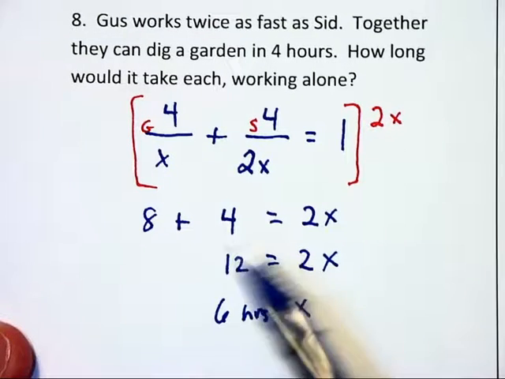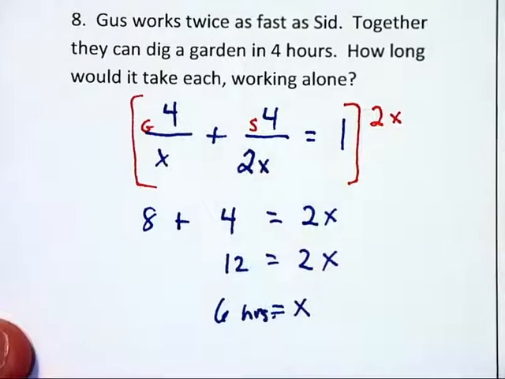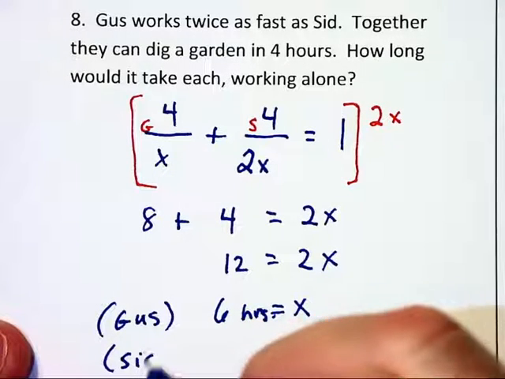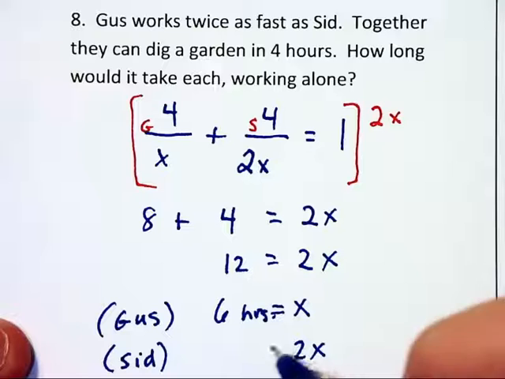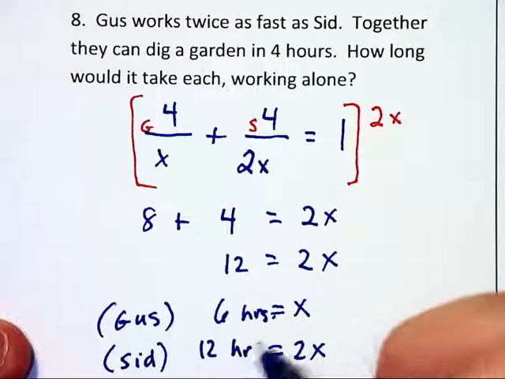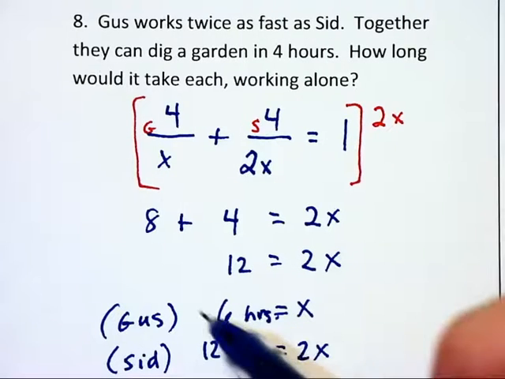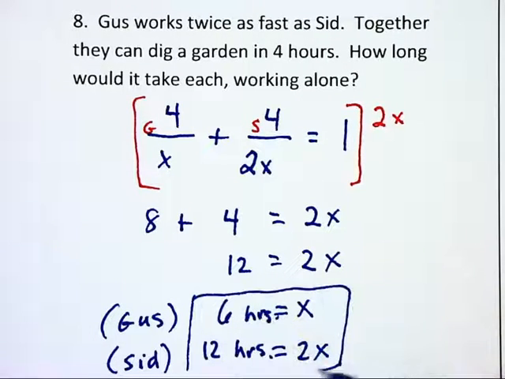Now x, we said, was in the Gus fraction, so that will be Gus's speed, and Sid's speed will be 2x, which will be 12 hours if working alone. Now I said normally these problems have messy answers, but here happens to be an exception to the rule where you happen to have clean answers for these problems.